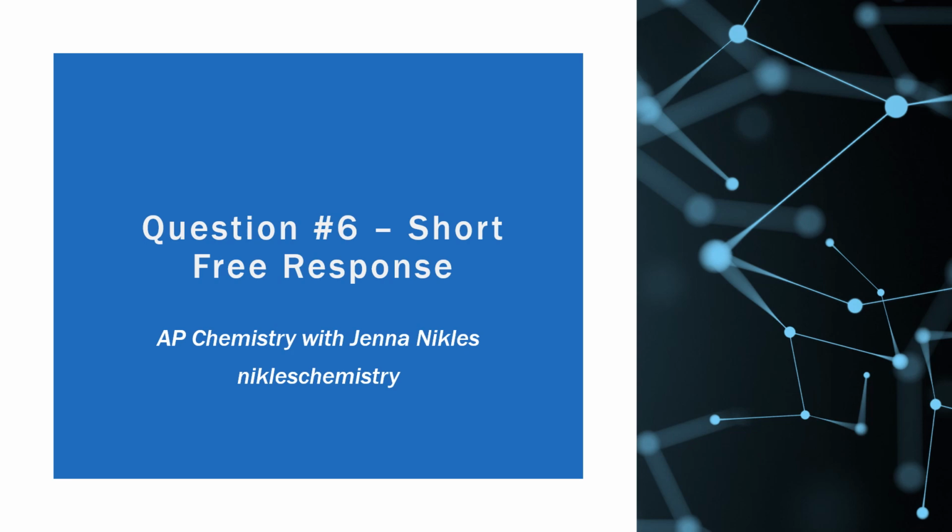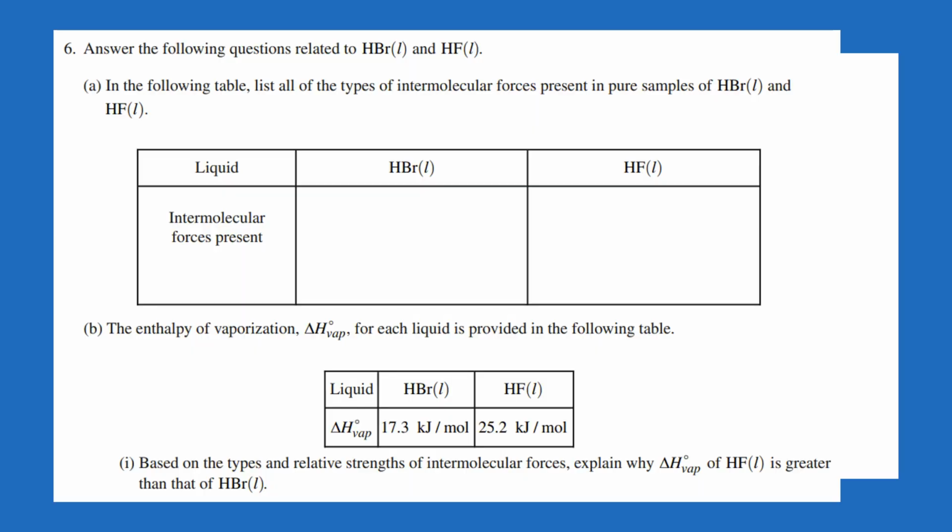Continuing on with question 6 as our next short free response question. Okay, so we need to list the types of intermolecular forces, HBr. Everything has London dispersion forces. They're both polar molecules. They have an uneven distribution of electrons in the molecule, so it definitely has dipole-dipole for both of them. But HF also has hydrogen bonding because of that fluorine.